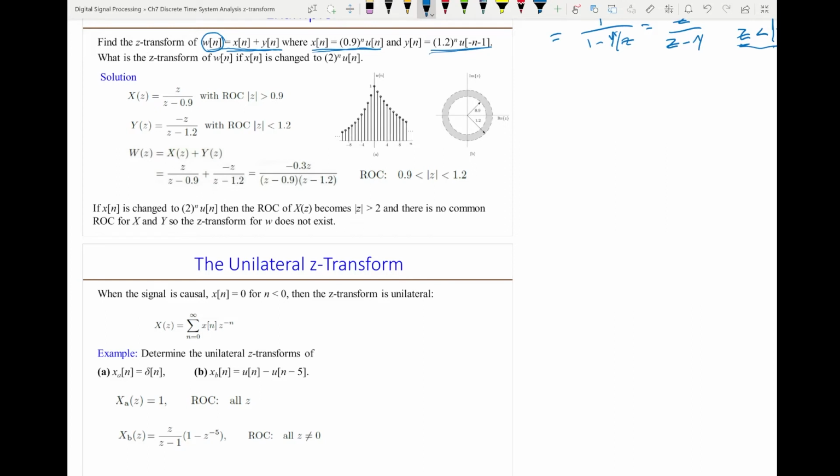We haven't talked about the properties of the Z transform, but the Z transform is a linear operation. That means W of z equals X of z plus Y of z. And if we try to find X of z for this signal here, we follow the same steps.